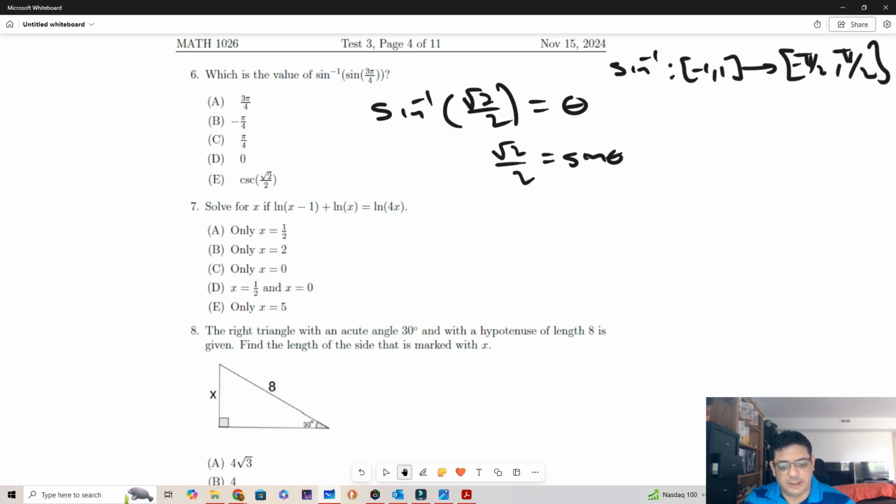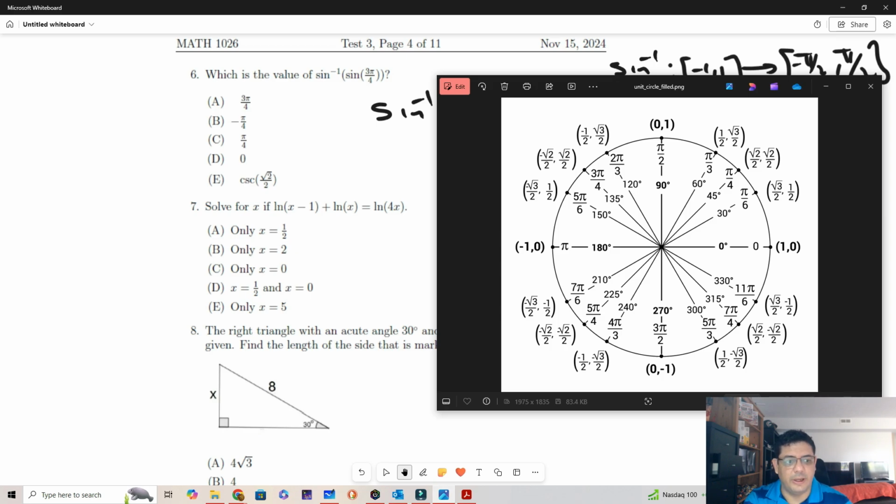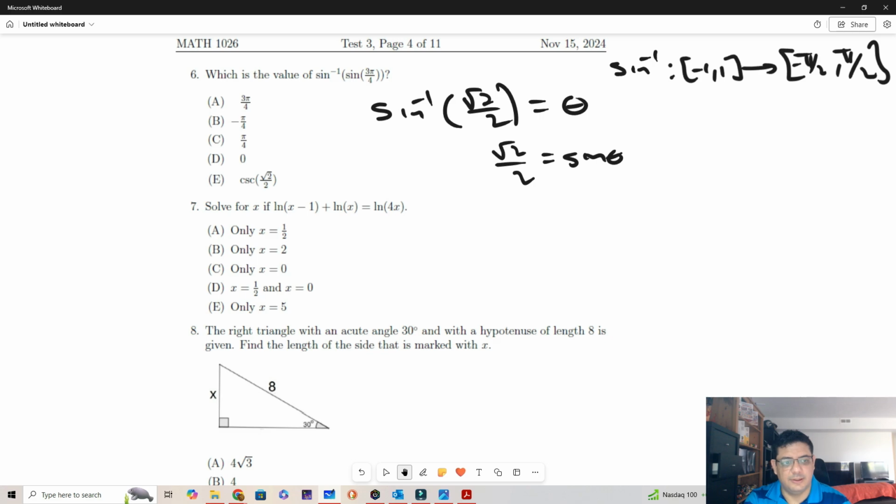So when you take a look at the circle and see where the sine is square root of 2 over 2, you're going to find out that it's here or here. But because it has to be between minus pi half and pi half, which is the right half circle here, it has to be this angle, pi over 4. So this means that theta is pi over 4, and this is answer C.